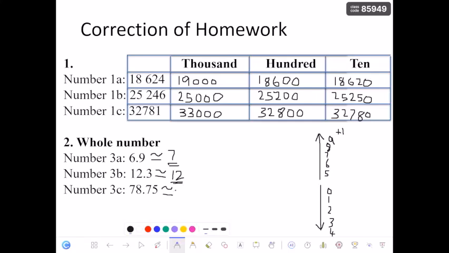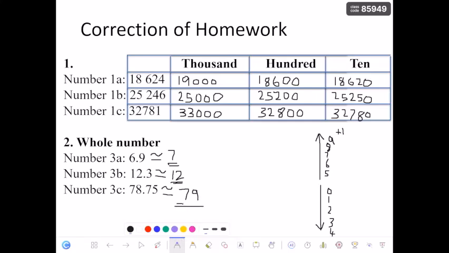Then the last question, 78 is the whole number. So if 78 is the whole number, look at the next one, which is 7. 7 is round up, so you do your plus 1. So 78 plus 1 will give you 79. So you clean this and write the correct answer. So clean the 8 and write your correct answer, which is 79.